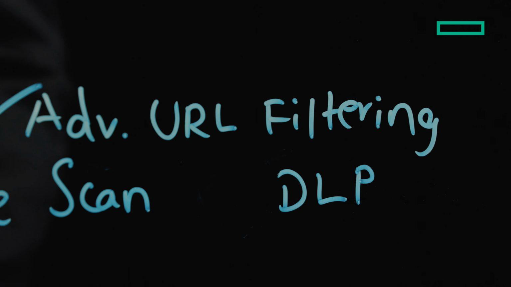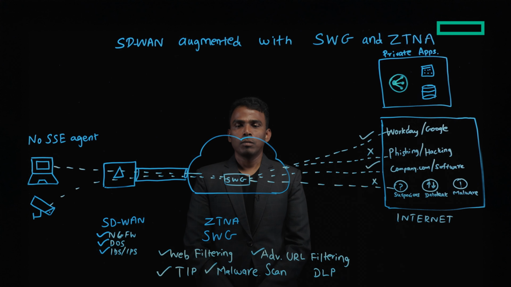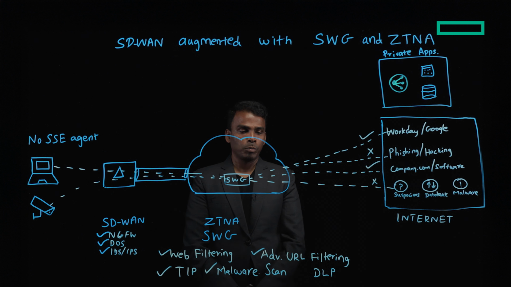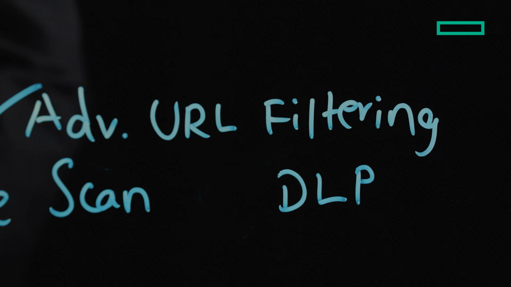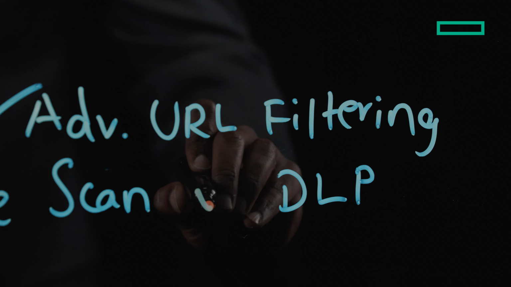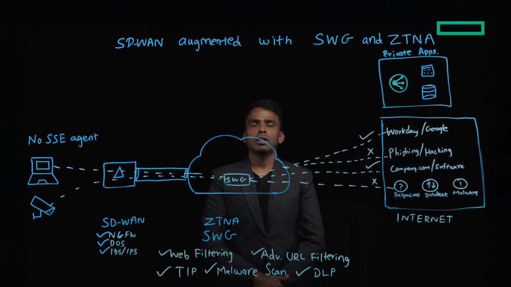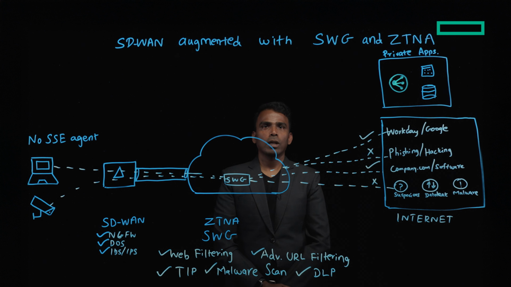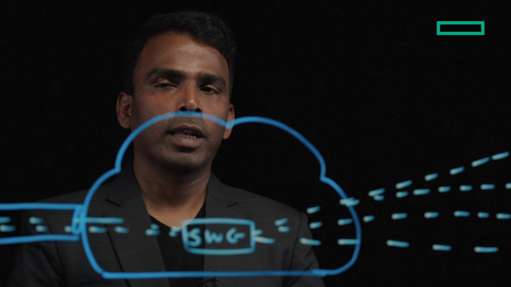Finally, when the user accidentally uploads data to a wrong destination on the web, it can also be prevented by use of the DLP, or data loss prevention, function on the SWG. SWG can monitor and block the transfer instantly. In summary, our cloud-delivered secure web gateway can provide comprehensive protection for users and devices without running any SSE agent on them.